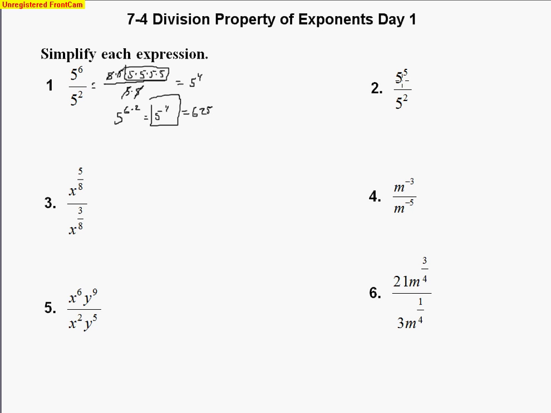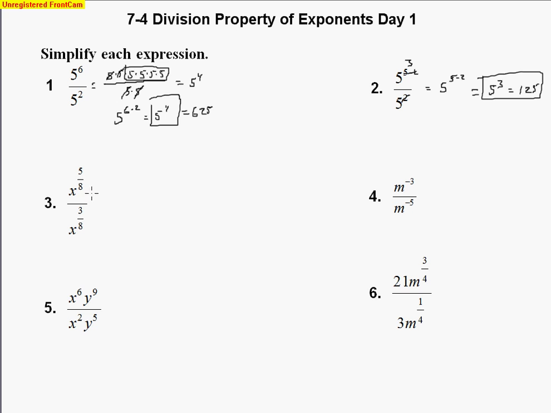So on this one, same sort of thing. We have the same base again. Just so happens to be the same number. And we subtract the exponents. 2 from 5 leaves us with 3 5s left over. And notice how these 2 5s will cancel out 2 of the 5s on top, leaving us with 3 5s left over. And that's what we have, 5 to the 3rd, which is 125.